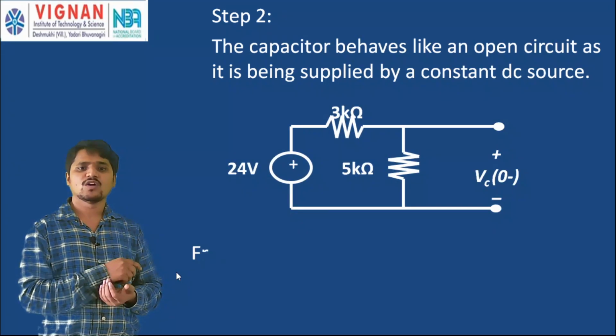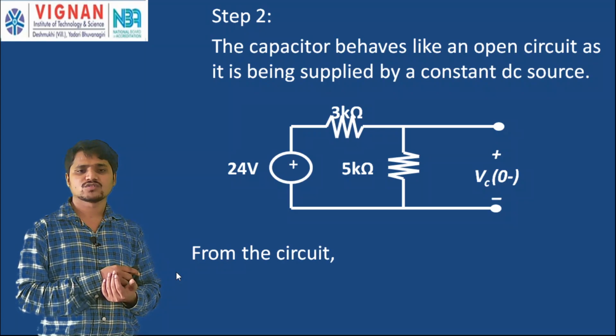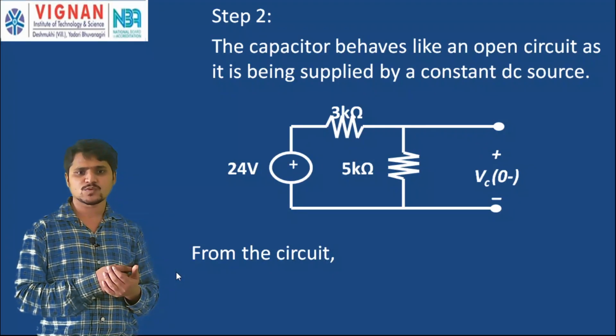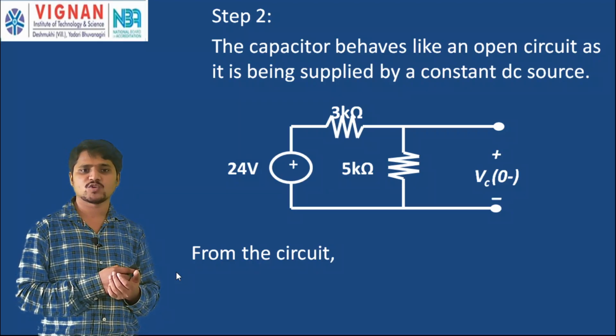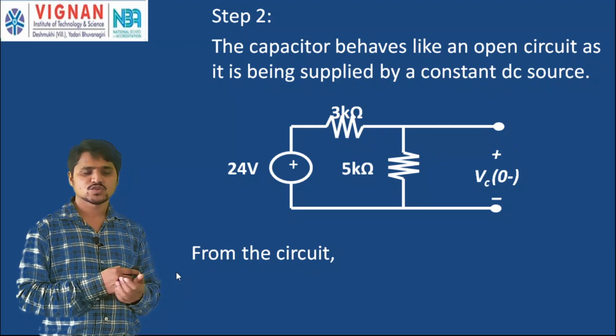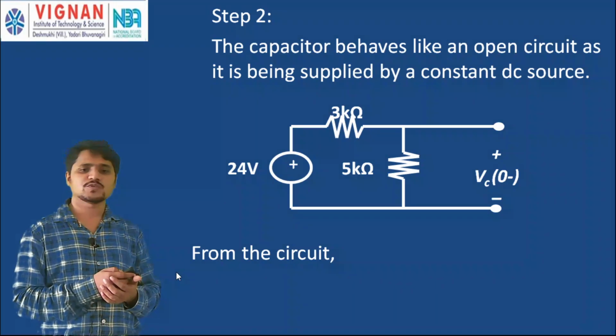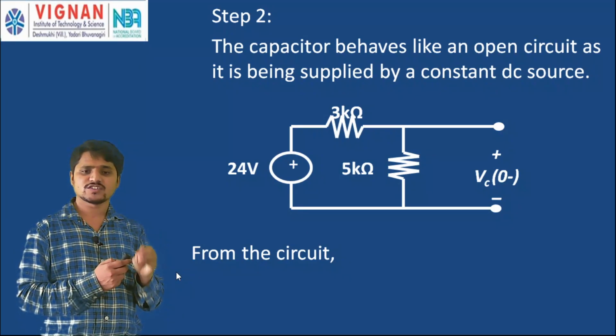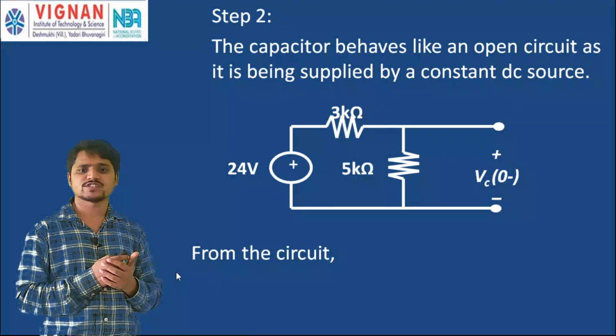Now, how to find out the voltage across this capacitor? You can use any technique. I can use voltage division principles here, as the 24 volts, 3 kilo ohms, and 5 kilo ohms are in series. Therefore, the voltage across the 5 kilo ohm resistance is equal to the voltage across the capacitor, Vc of 0 minus.